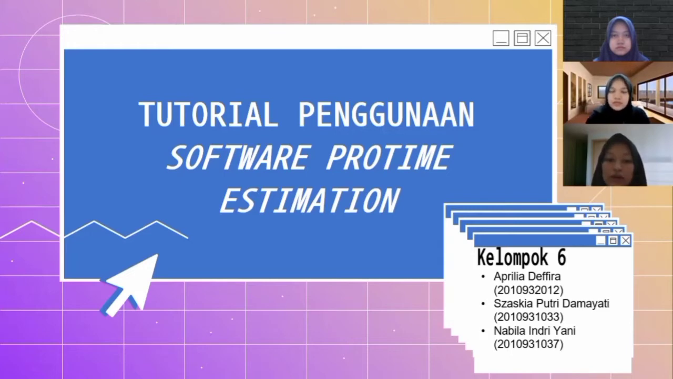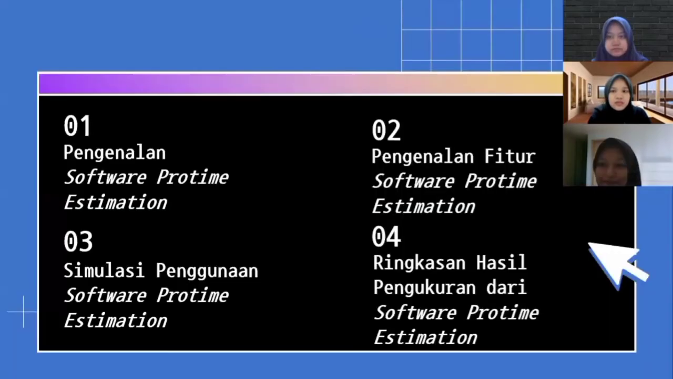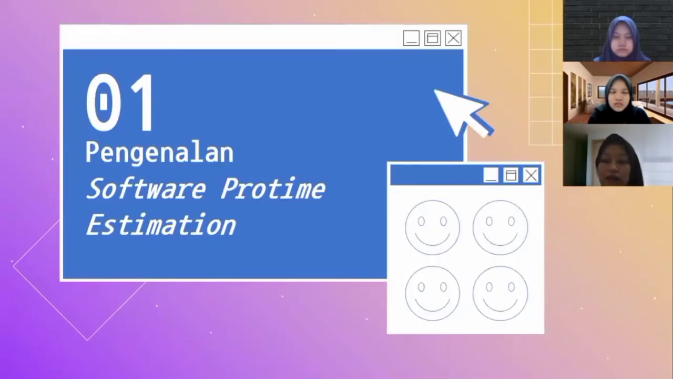There are 4 materials. The first one is the introduction to ProTime Estimation Software. The second one is introduction to the software ProTime estimation feature, and the third one is simulation of the use of software ProTime estimation, and the last one is summary of measurement result from software ProTime estimation. Alright, the explanation of the first material will be explained by my colleague Aprilia Devira. To April, time is yours.